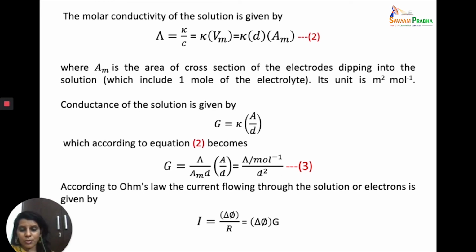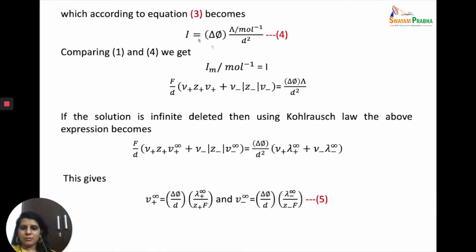According to Ohm's law, I is equal to V upon R, or delta phi upon R, where delta phi is the potential difference across the electrodes. This can be written as delta phi into G. Now just put the values: I is equal to delta phi into lambda by D square. We know this I and the previous I that we obtained are both equal. So F by D, nu plus Z plus V plus, plus nu minus Z minus V minus, is equal to delta phi by D square into lambda.